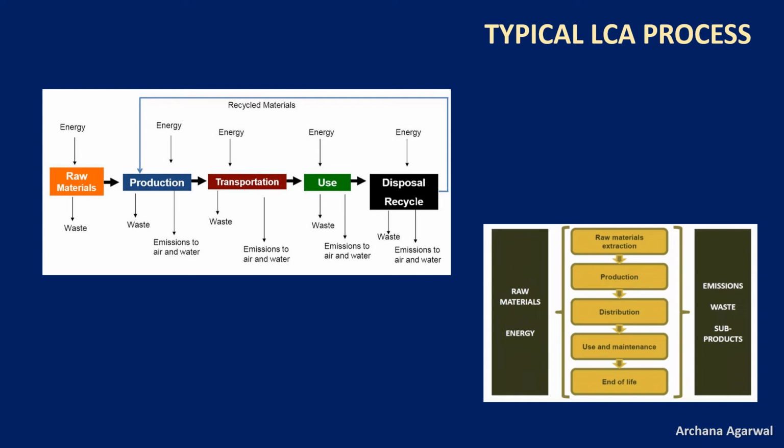As can be seen, at every stage there is some input, either in the form of energy or in the form of material. And at every stage there is some wastage that is produced. At the same time, there are some emissions to air or water. Many a times, a byproduct is also formed at the production stage.